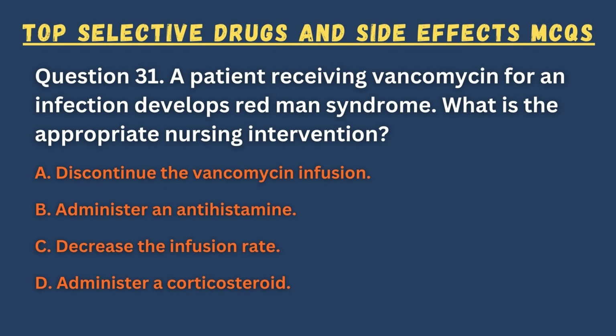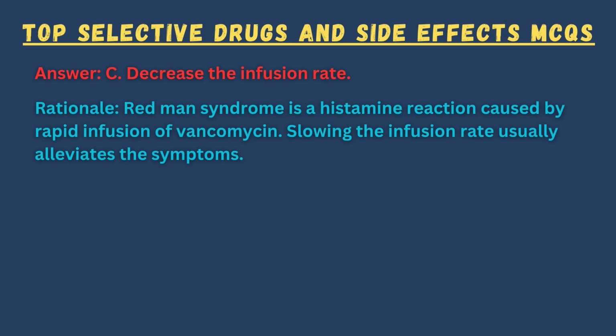Question 31. A patient receiving vancomycin for an infection develops red man syndrome. What is the appropriate nursing intervention? A. Discontinue the vancomycin infusion. B. Administer an antihistamine. C. Decrease the infusion rate. D. Administer a corticosteroid. Answer: C.